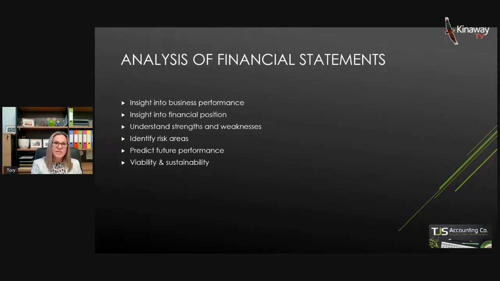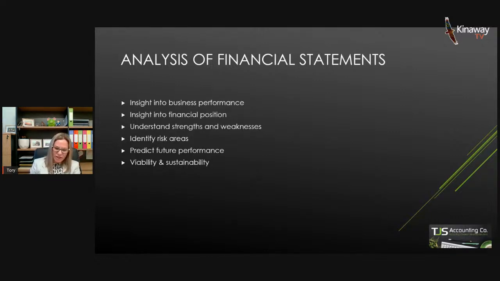So the analysis of the financial statements, what does it really mean to us? Basically and overall, it gives you a real insight into your business performance. It gives you an insight into the financial position. It's about understanding the business's strengths and its weaknesses. It gives you an opportunity to identify risk areas and predict future performance and the viability and sustainability of the business. So obviously you want to be sure that your business is well managed and delivering its objectives in a financially effective and efficient manner.